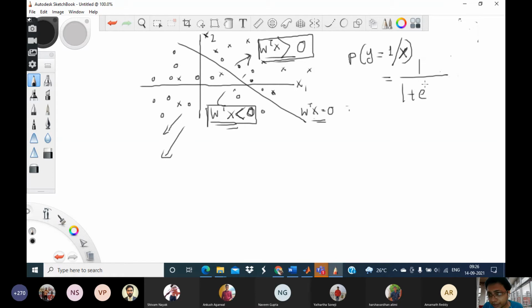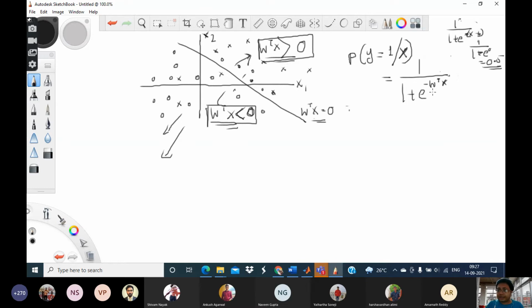Like in the previous case I was writing e to the power minus x, or maybe minus x minus b, instead of that let me just write e to the power minus w transpose x. Okay. So you can convince yourself that this makes sense. Like in the previous case, at the threshold, this exponent had become 0. So at the threshold we had 1 plus e to the power 0, which basically meant 0.5.